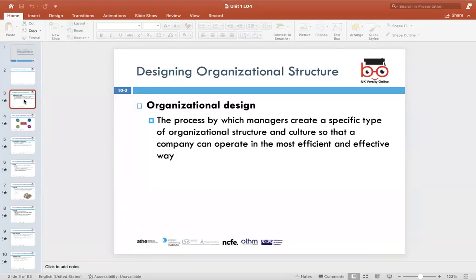So we're going to talk about organization design, which is basically how managers have an entire structure in the organization and how they create that structure to make sure that they can operate in the most efficient and effective manner.